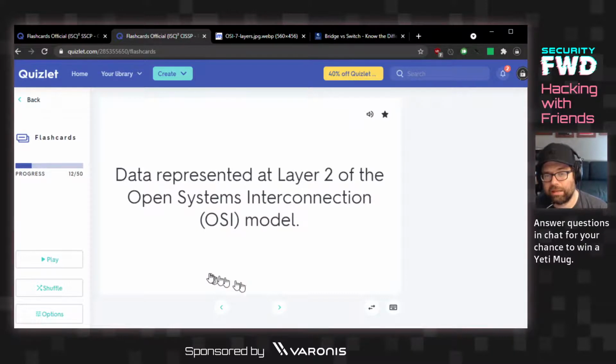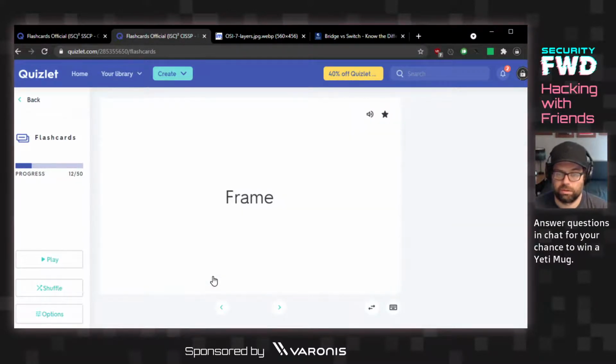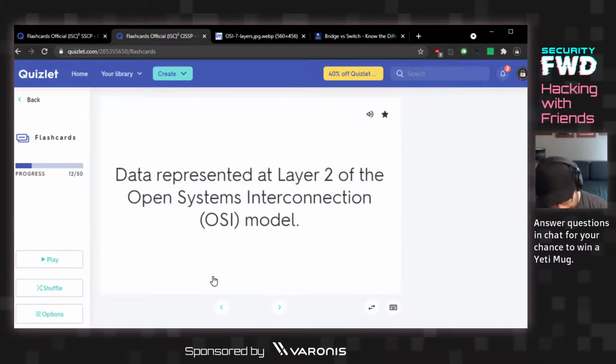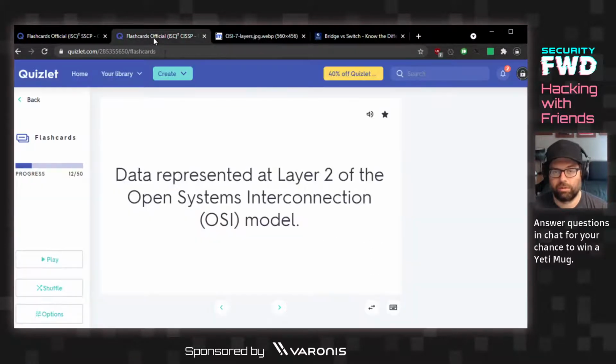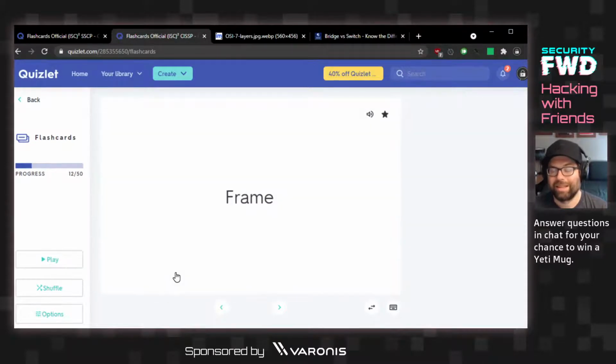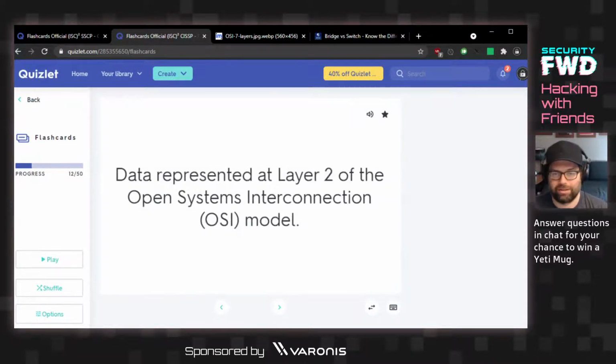All right. Data represented at layer 2 of the OSI. This is data link layer. Frame. Oh, I'm going too quick. So this is saying the data, not what the layer is. So I already messed it up. But data represented at layer 2 of the OSI interconnection model. All right. And so the format of the data on the network. So I was saying frames, like Ethernet frames, earlier when we talked about this. And that's what this is. Yet I still messed it up, for bad test taking skills.